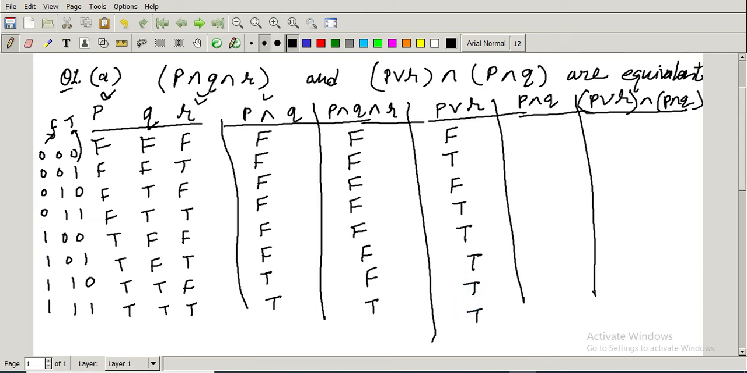So this is your P or R, and then we have to find P and Q. For P and Q we have already written this, so we do not need to write it again, but because we have to evaluate this statement based on these two tables, we can write it as well. I am copying it here again: false, false, false, false, true, true. Otherwise all is false.